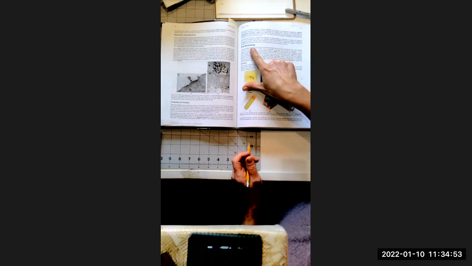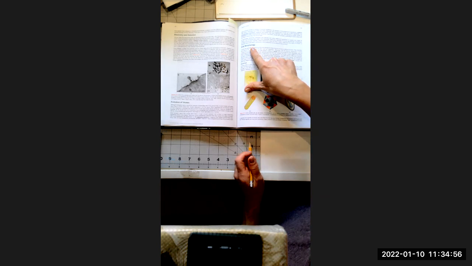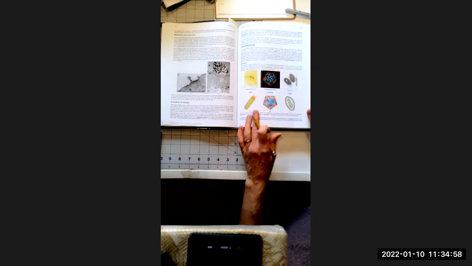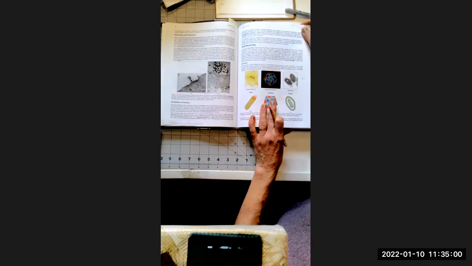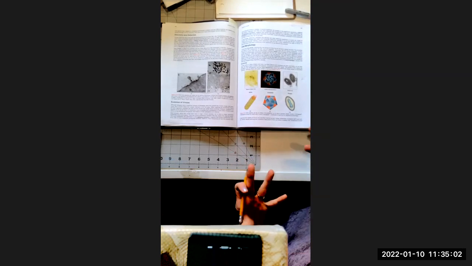Now we get to viral morphology. Now make sure when you're reading these titles, you know what all the words mean to start with. Right, morphology is just the shape, right? What do they look like? What's their structure?